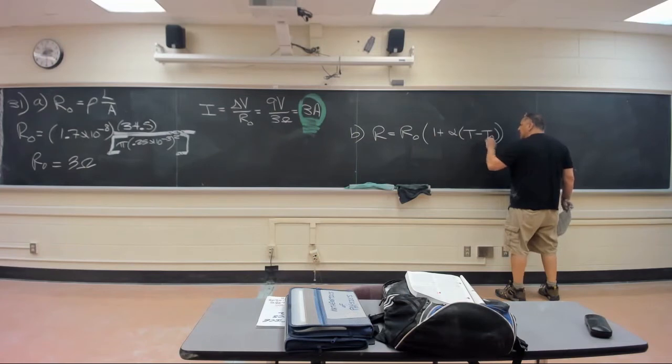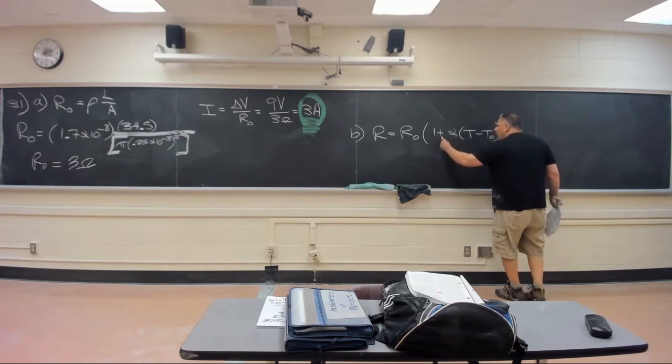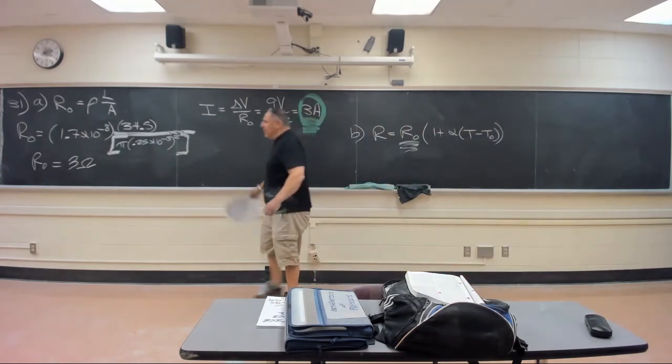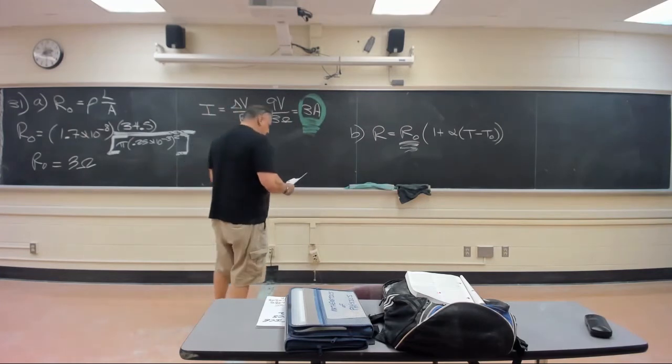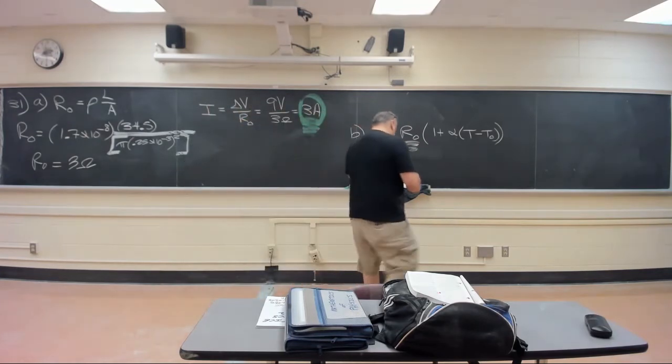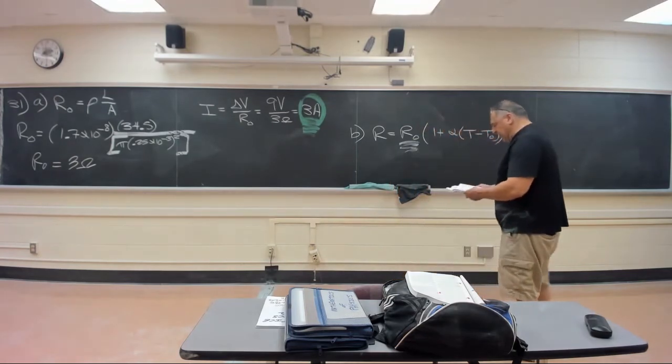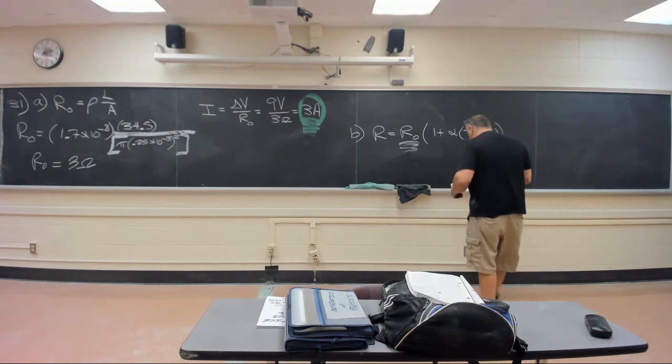30 degrees Celsius minus 20 degrees Celsius, 10 degrees Celsius, times alpha plus 1 times R0. R0 was about 3, about 2.987, whatever it was. It was close enough to 3. Now, maybe sometimes you want to stay a little more accurate until you get the final answer on some of these. And I kind of did on this one, actually.